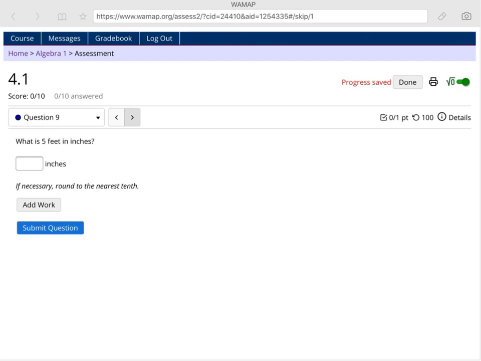In this problem, we're saying what is 5 feet in inches? And I know that 1 foot has 12 inches in it. If I want to get up to 5 feet, that means I have to multiply by 5. And so I'm going to have to multiply the 12 also by 5, which gives me 60 inches. And then that would be my answer.